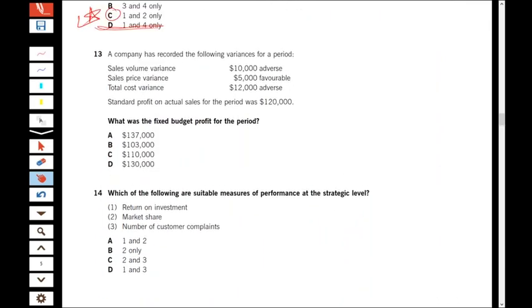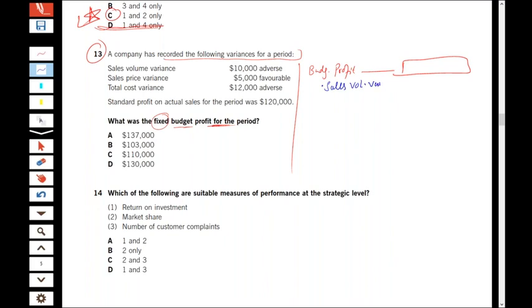Number 13. A company has recorded the following variances for a period. What is the fixed budgeted profit for the period? See, you people might be remembering the format of the operating statement. How would you have produced the operating statement? That is budgeted profit. We don't know. Then you adjust sale volume variance. Then the figure is called standard profit on actual sales.